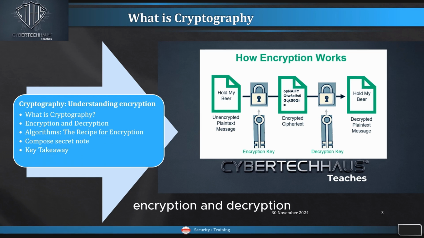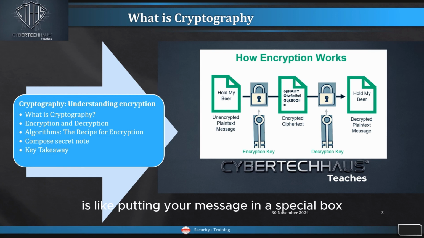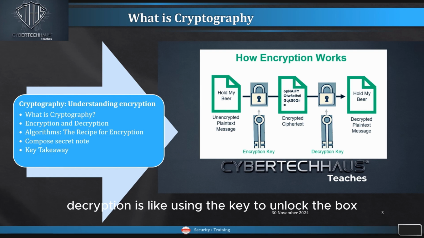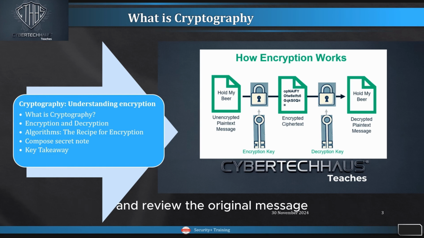Encryption and decryption. Encryption is like putting your message in a special box and locking it with a key. Now it is safe from prying eyes. Decryption is like using the key to unlock the box and reveal the original message. Together, encryption and decryption make sure your message stays secret and only the right people can read it.